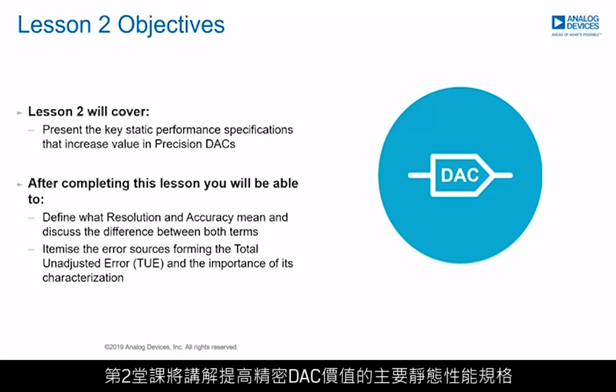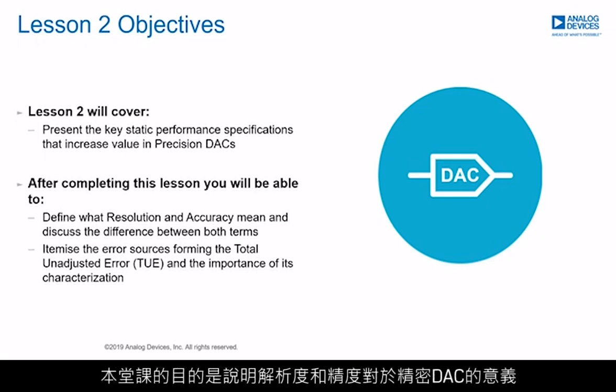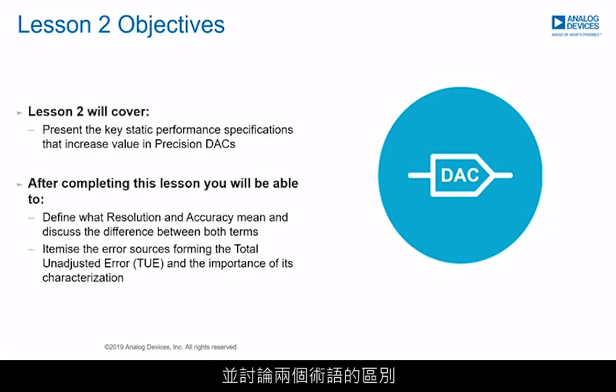This lesson 2 will cover the key static performance specifications that increase value in precision DACs. The objectives of this lesson are to define what resolution and accuracy mean for precision DACs and discuss the differences between both terms. Itemize the error sources that form the total unadjusted error, TUE, and how important it is to have knowledge of the magnitude of this error.